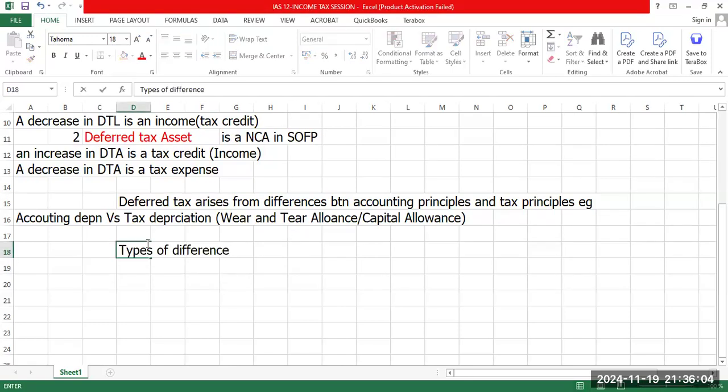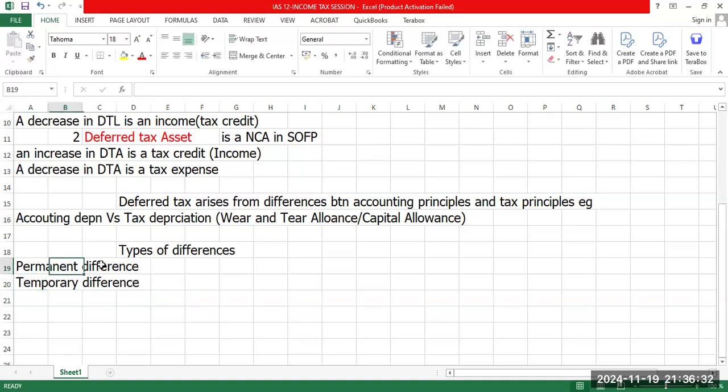Okay, so we have types of difference. You have permanent difference and a temporary difference. With permanent differences, a permanent difference is a difference between tax and accounting principle that will never be reconciled. They will never be reconciled. That's why we are calling it a permanent difference.